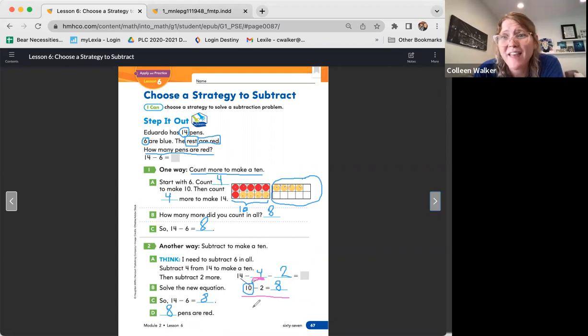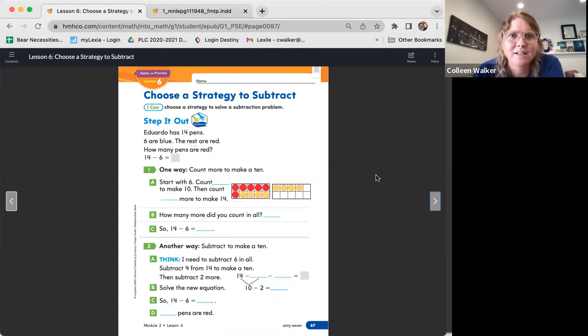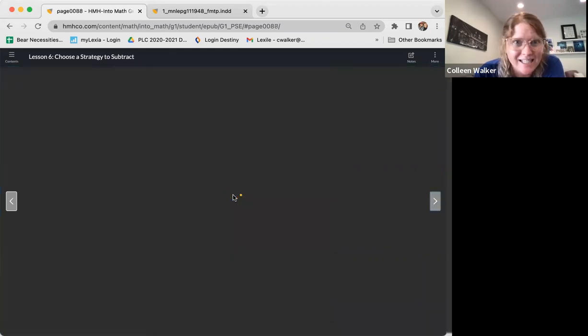If you're not sure what that is, we can just count backwards. 9, 8. 10 minus 2 is 8. So far, friends, we have counted more to make a 10. We've subtracted to make a 10. Let's see what we'll do next. You can turn with me to page 68.